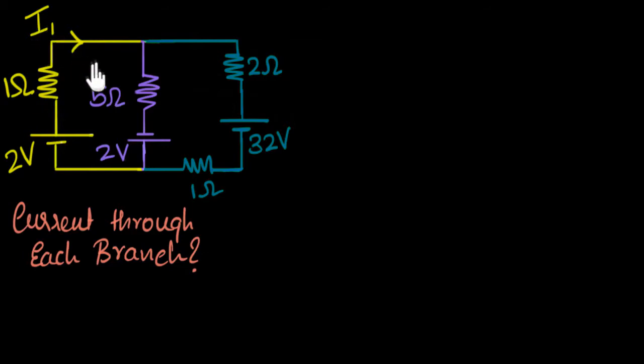because the current has nowhere else to go. And you could ask me, why am I choosing it to go towards the right? Well, I've randomly chosen that. You could have also chosen it to go backwards, for example. Feel free to choose whichever direction you want. Similarly, in this branch, let's assume the current is, I don't know, maybe going upwards. So let's call that current I2.